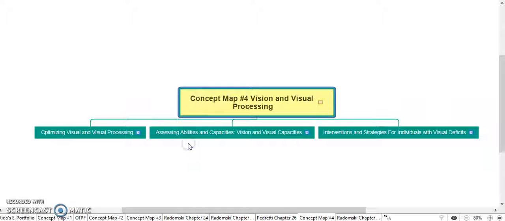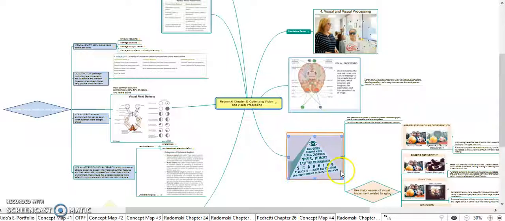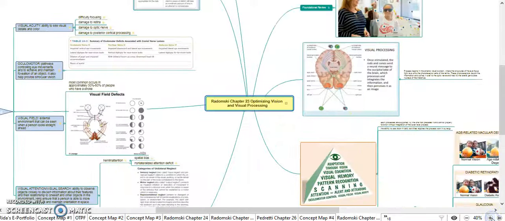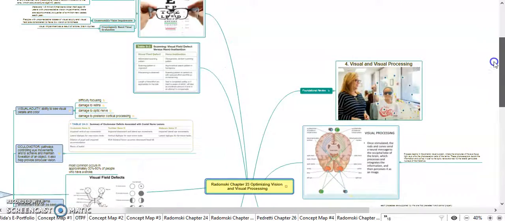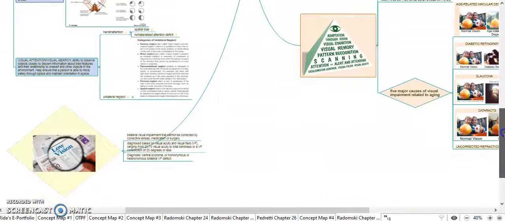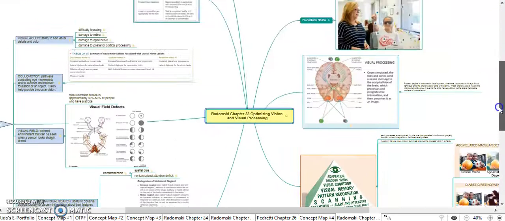Concept map number 4. This is about vision and visual processing. This one is Radomski chapter 23. So again, a lot of diagrams, a lot of references. What are the visual field deficits? Exactly what is visual processing? What is scanning? So I'll be reviewing all of these. What is bilateral visual impairment? And the 5 major causes of visual impairment related to aging.